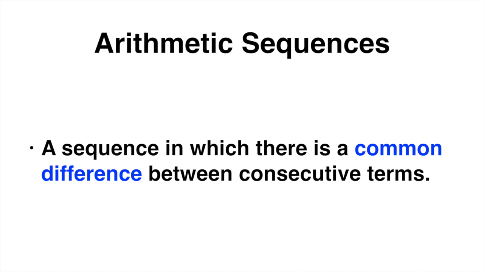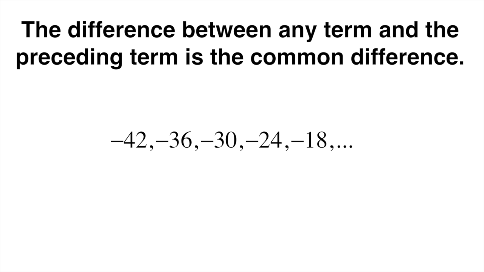Geometric sequences are being multiplied by some factor. With an arithmetic sequence, which is what we're talking about now, it's being added or subtracted by the exact same number. All right. So the difference between the term and a preceding term is what we call a common difference.